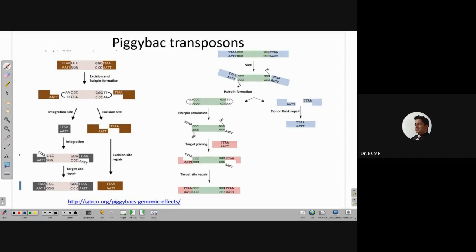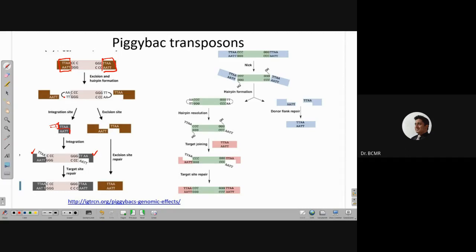The piggyBac transposons make a double-stranded cut here, and then they form a hairpin loop like this. They have an affinity for TTAA, okay? And they move by a cut-paste mechanism. In the integration site, as I said, they integrate in TTAA sites. So they make a cut somewhere here and here, and you will generate two fragments such as this, and the other one is here.